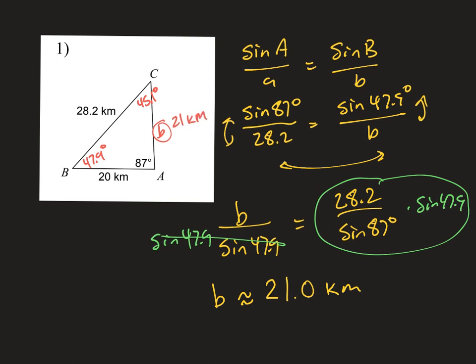Okay, so we solved for the 3 missing parts of this triangle. We did have to use an inverse trig function on our calculator to solve for one of the angles. So just be aware that that could happen. And then we finished it off by solving for side B. So you've seen an example where you're given 2 angles and 1 side. And now you've seen an example where you're given 2 sides and 1 angle.